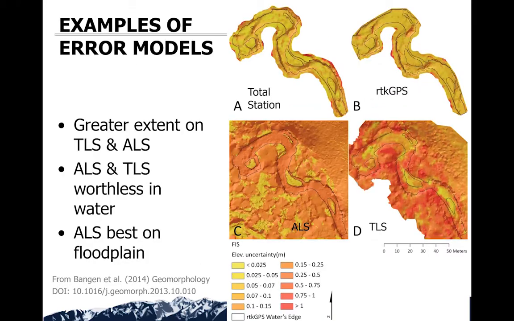Here are some examples of spatially variable error models, all of the same little reach of river, but surveyed with very different techniques: total station, GPS, airborne LiDAR, and ground-based LiDAR. You can see these are the estimates of the spatially variable errors across this. There's a whole bunch of techniques for doing this, and you invest in these if you think they are going to help you capture the signals that you're after. I will show you in a moment how to do one that's pretty simple.